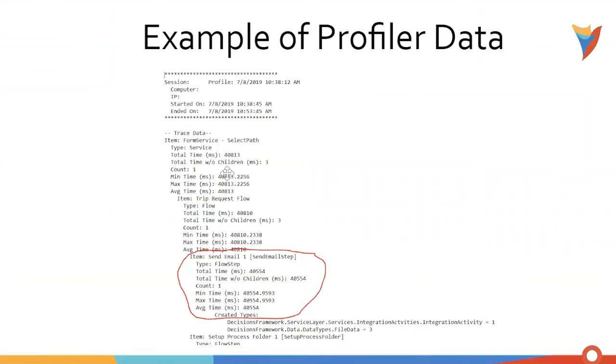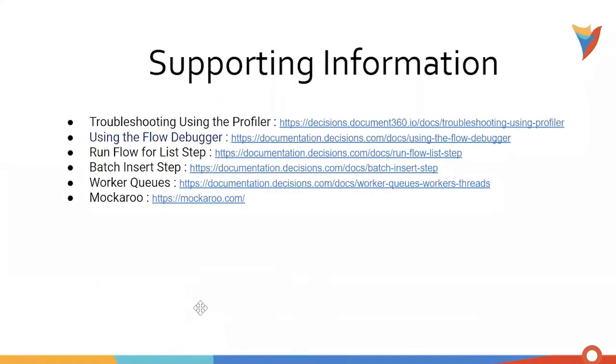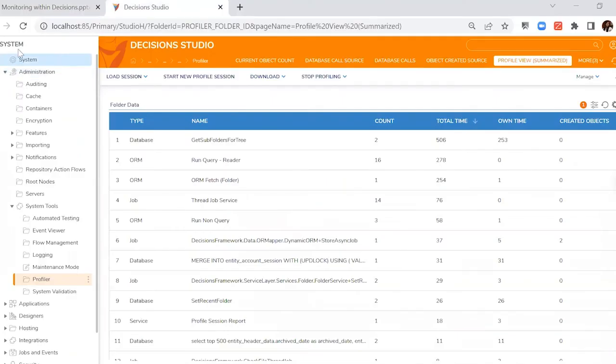This is all the example of a profile data, which we just discussed, that it gives us the ability to download the profile data as a text and gives us the indication where we have to look in to identify the bottlenecks. So this is all about monitoring in Decisions. So to summarize, today we have discussed all about the system tools which are under administration. So this helps us to monitor all of the activities that are happening in Decisions.